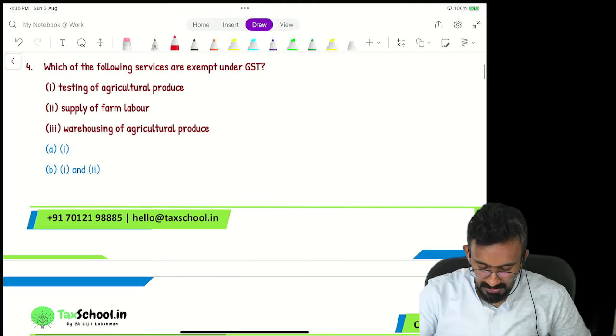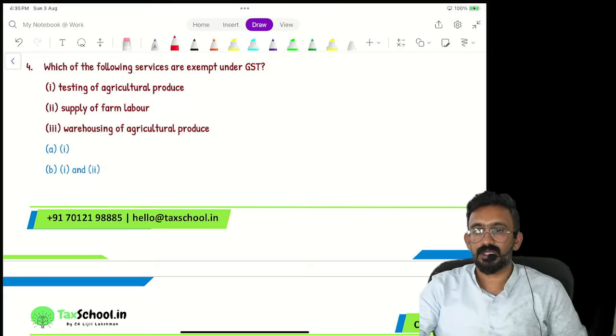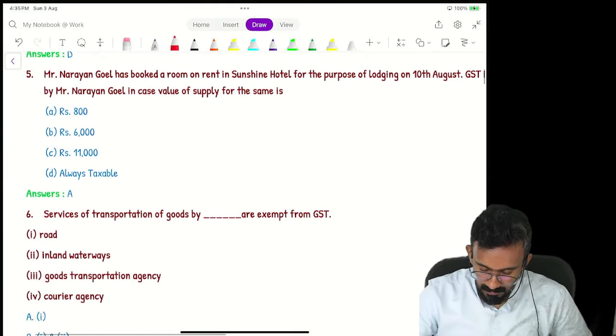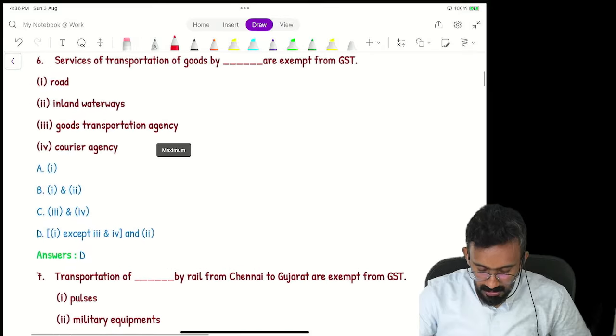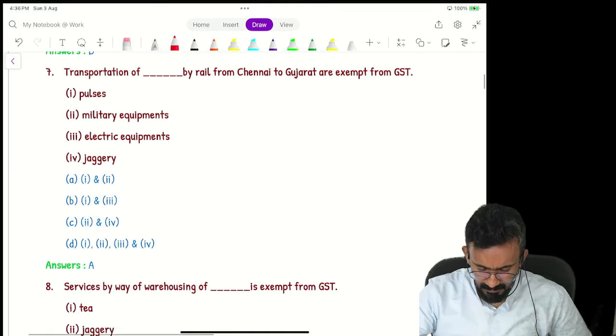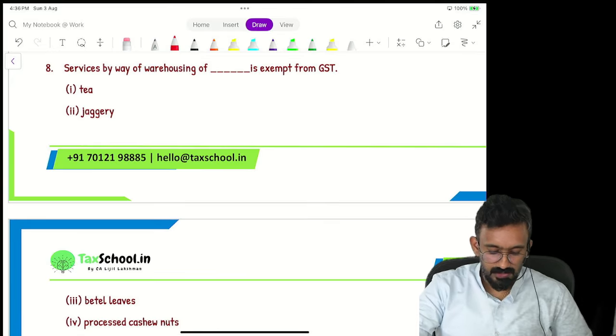Which of the following services are exempt under GST? Testing of agriculture produce, supply of farm labor, warehousing of agriculture produce. Which one? All the 3. Service of transportation of goods by dash are exempt. Okay, we will come back to that. I have to take transportation. Service by way of warehousing of dash is exempt.